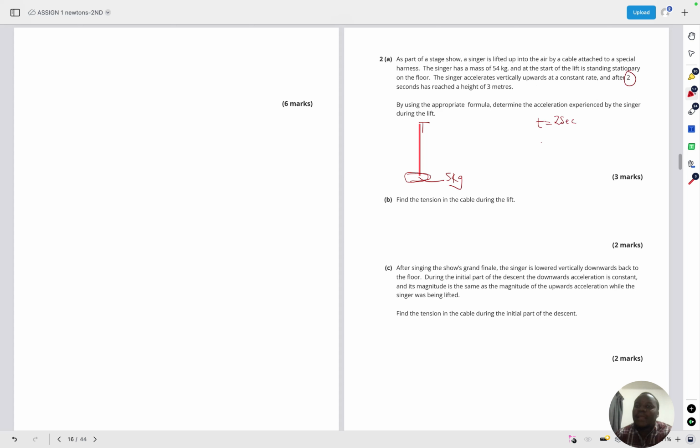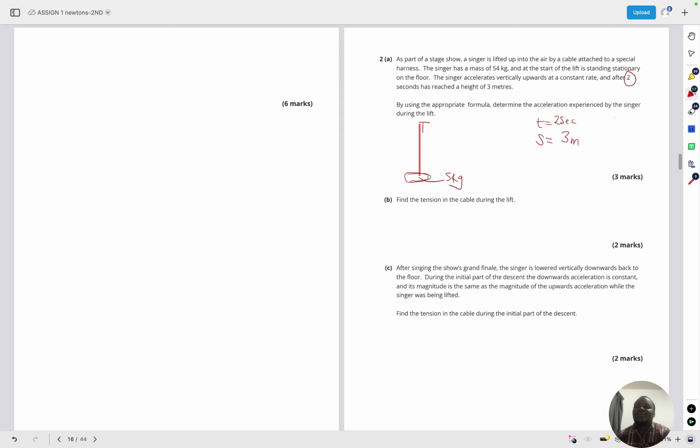Then we've got a certain height he'll get to after 2 seconds. Now height, if you want, you can say that's the displacement. We've got 3 meters after 2 seconds. By using the appropriate formula, determine the acceleration.